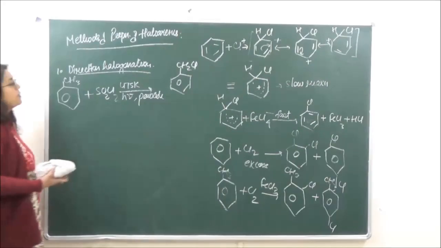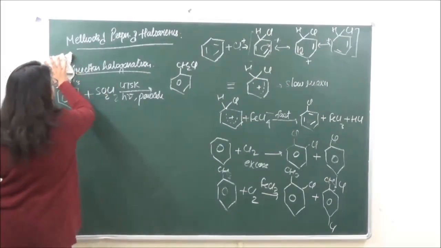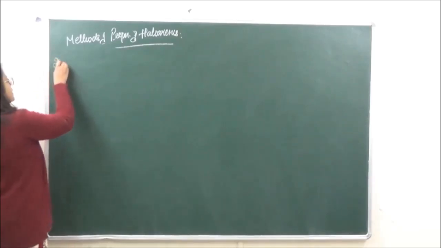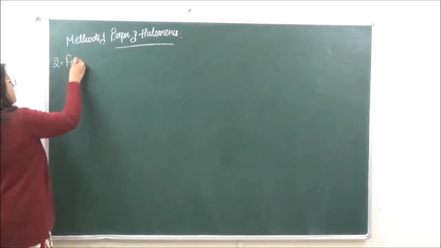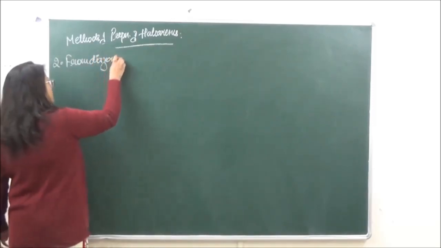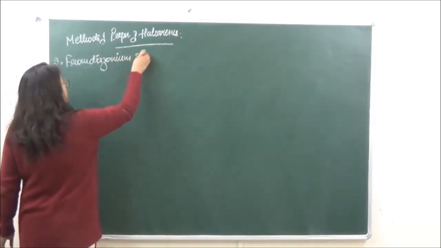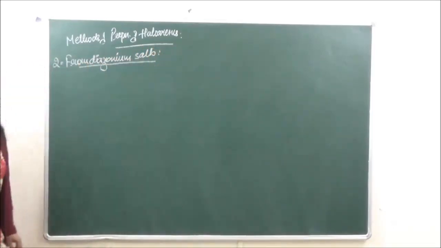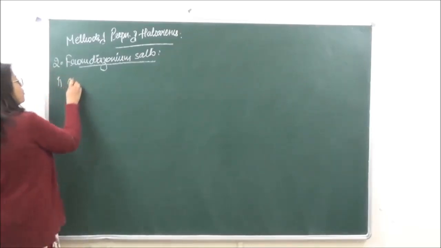The second method of preparation is from diazonium salts. Now over here, let's first prepare chloro and bromobenzenes.